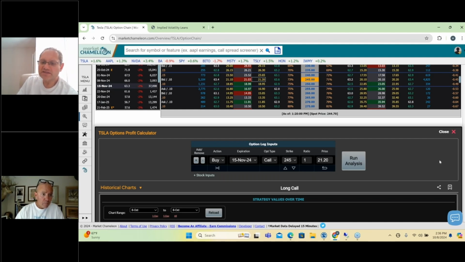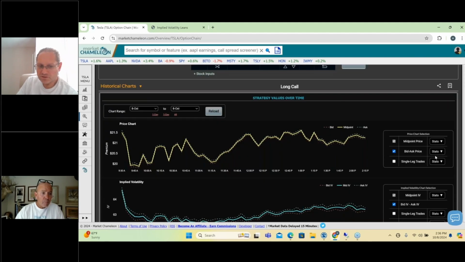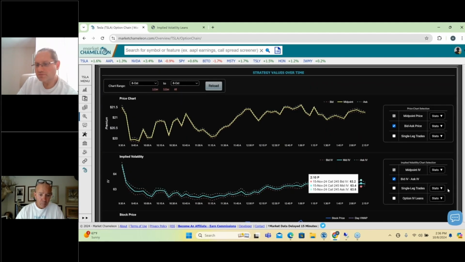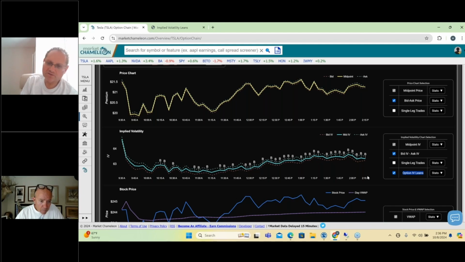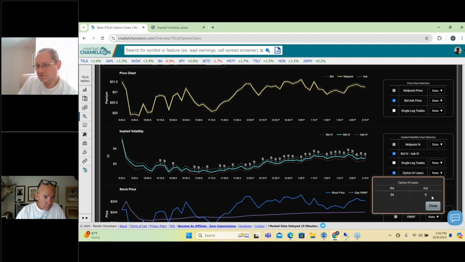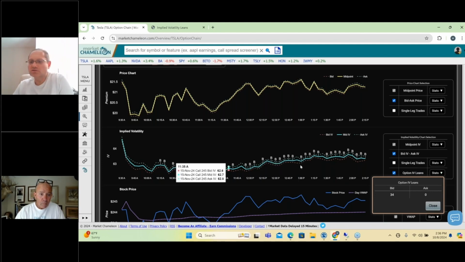So I'm going to slide down here, look at this implied volatility, and say, show me the implied volatility leans. You see right here? So we're going to click on that. The B stands for implied volatility lean on the bid. If there was an implied volatility lean on the ask, it would show an A, and if it was both, it would show B and an A. So here are the stats.